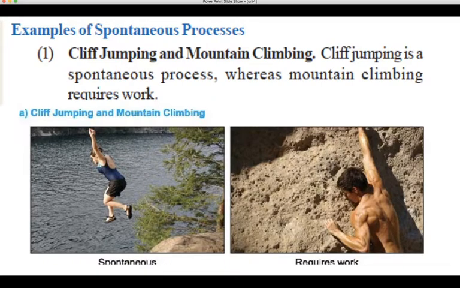While mountain climbing requires work, you need energy to climb the mountain. So these are two different processes, and one is known as the spontaneous process. There are two different processes: climbing of the mountain or jumping off the cliff. Jumping off the cliff is a spontaneous process, while climbing a mountain requires work or energy.